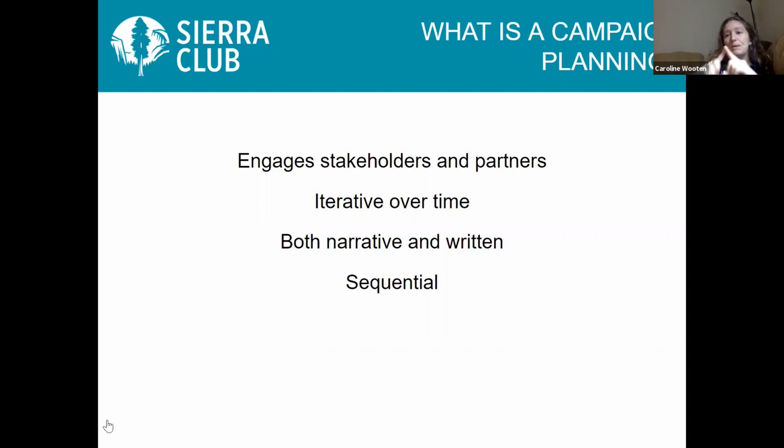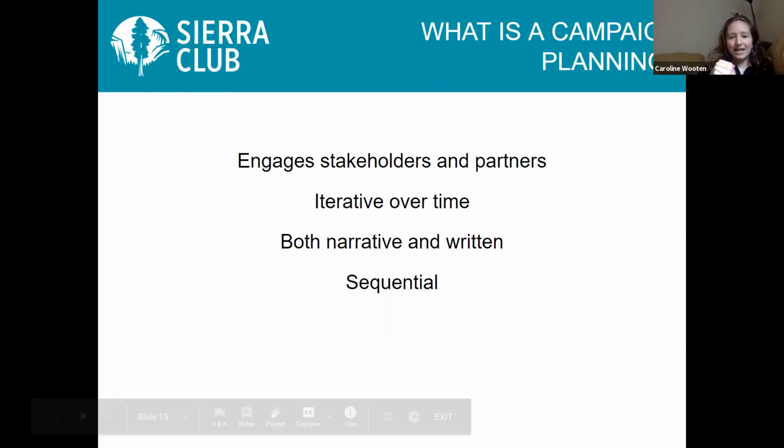But also if the people you're working with don't have a living understanding of how you're making change, you're not going to be able to really work effectively together. So it should also be narrative, like people should be able to explain the basics of the campaign strategy to each other. And having both of those is important. And then finally, it's sequential. So you want to plan when you're going to do things. It goes one after another. Next slide.